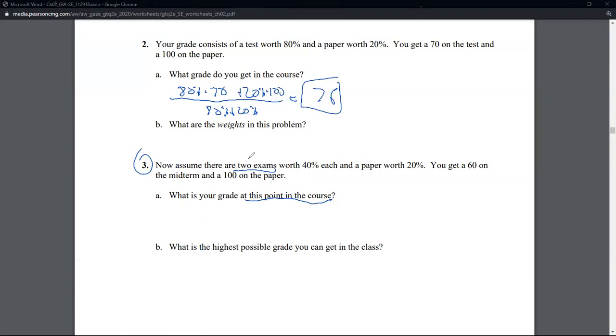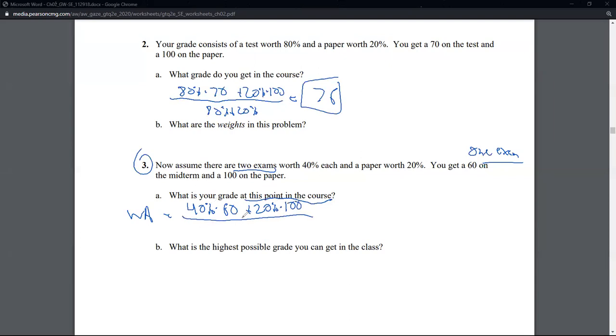Distractions. So we only have one exam so far. So we're not going to have 40 in there twice, we're only going to have it once. So our current weighted average with just these 2 grades is going to be the 40% for the midterm times what we got on it, which is a 60, plus we don't do the 40% for the final because we don't have a grade yet, and then it's the 20% for the paper times the 100 we earned, divided by.